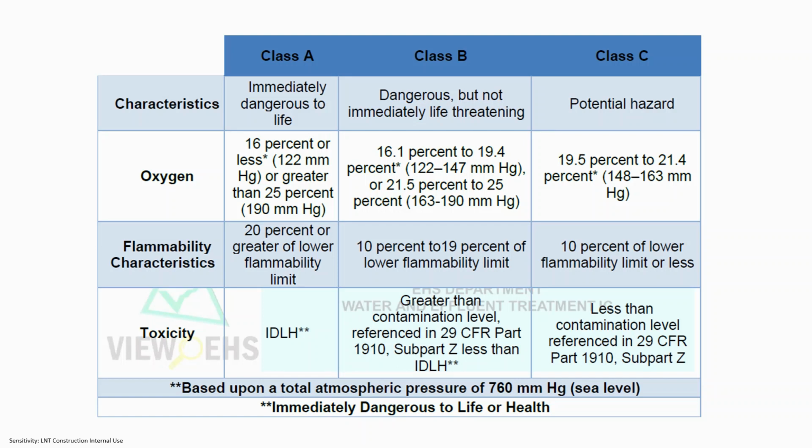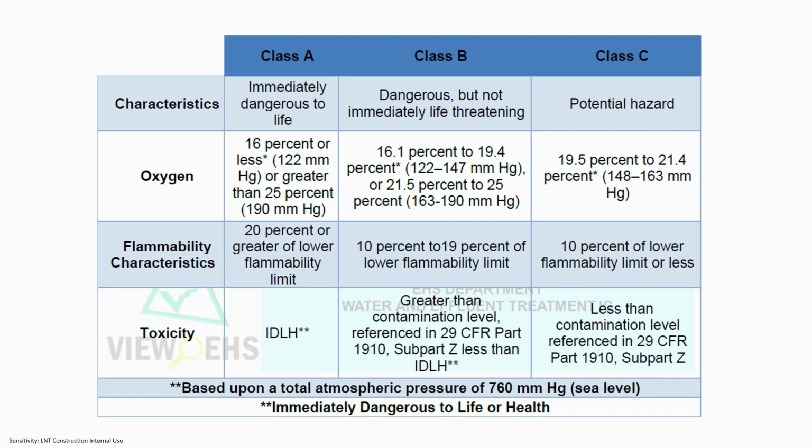Class C has potential hazards, with 19.5 percent to 21.4 percent oxygen level and below 10 percent of LEL or LFL limit, that is the lower explosive limit or lower flammable limit. And talking about toxicity, it has less contamination compared to class B and class A. Almost all our newly constructed confined spaces can be classified as class C, and other stored vessels or stored materials like sewer lines or any other pipe can be classified as class A or B.